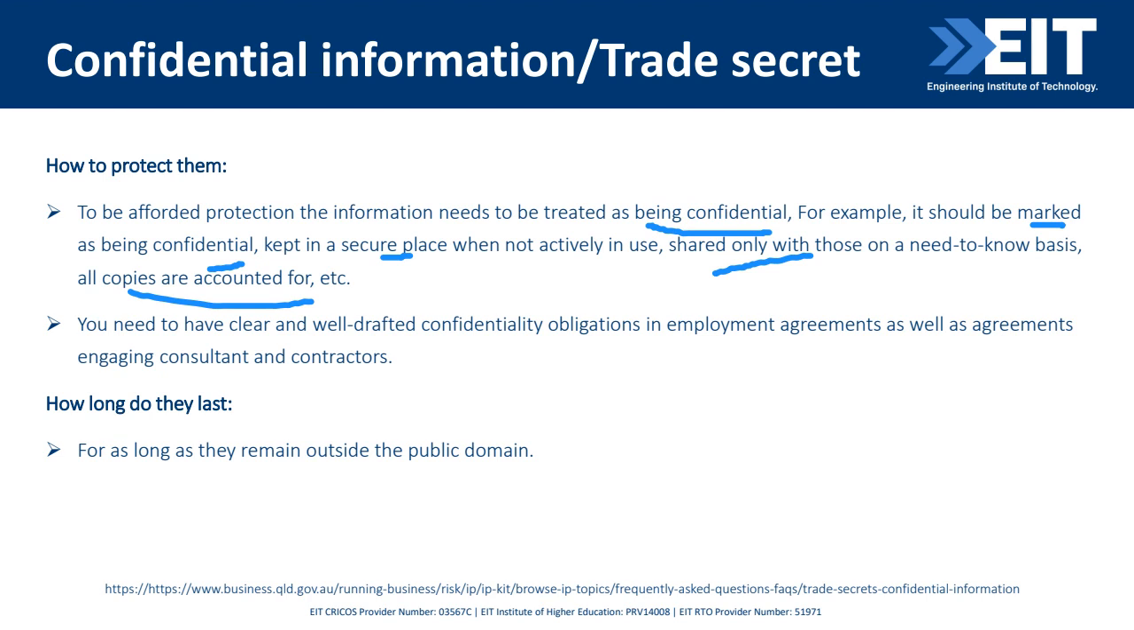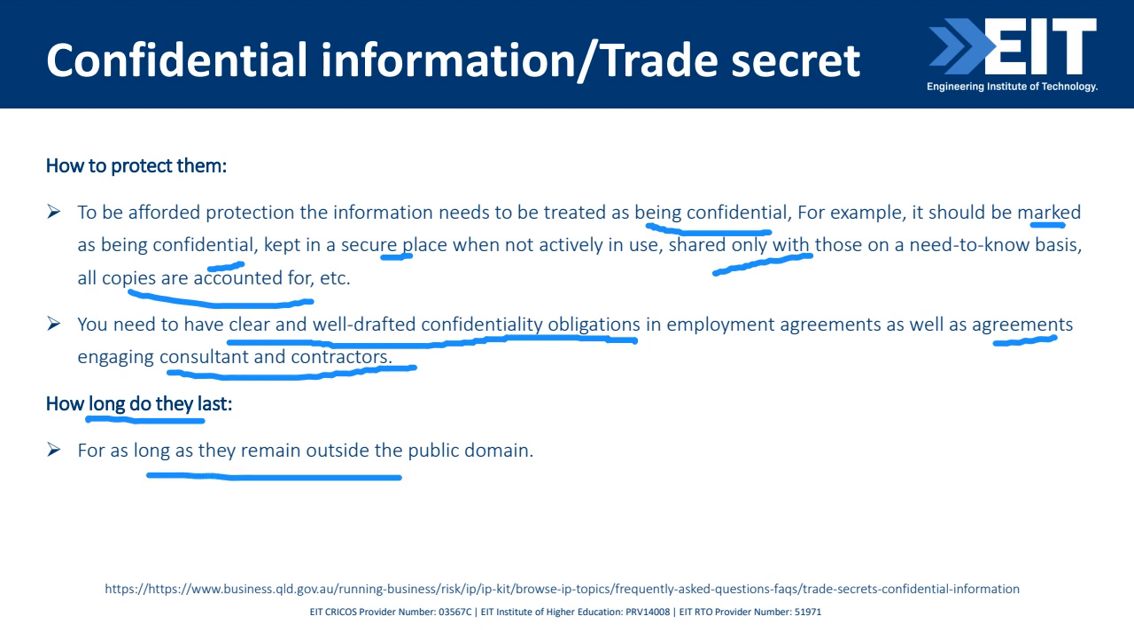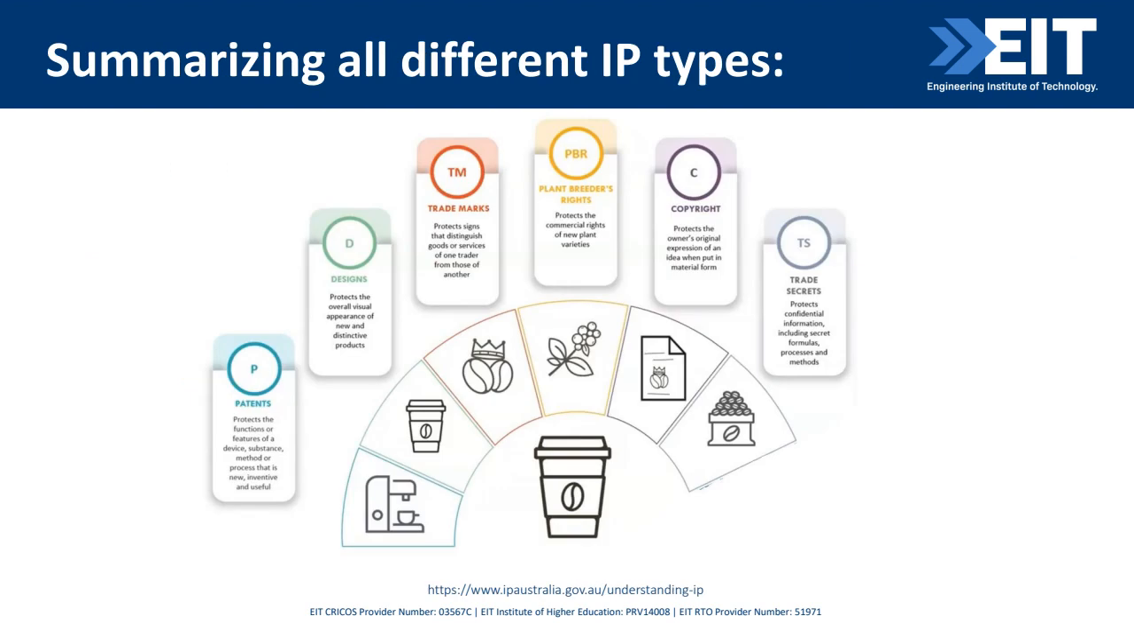We need to have clear, well-drafted confidentiality obligations in employment agreements. So if we are going to employ someone, we need to have that confidentiality agreement set forth in their employment contracts. If we are going to work with consultants and contractors, then whatever agreements we are going to prepare, the same thing should be embedded in those as well. How long would this sort of protection last? As long as we keep it confidential, it will last. The moment it becomes public knowledge, the protection is gone.